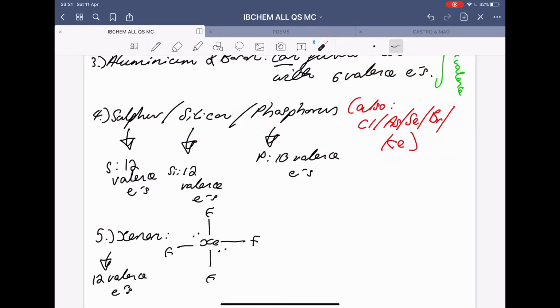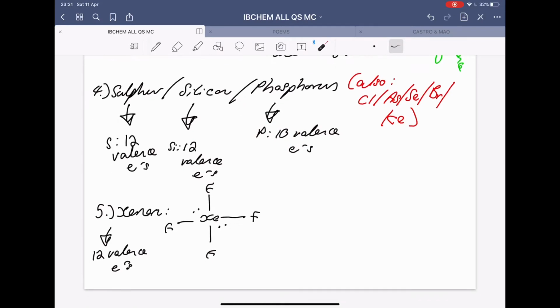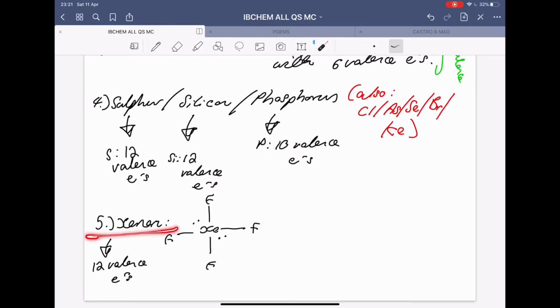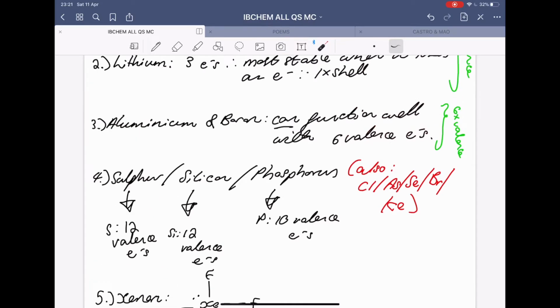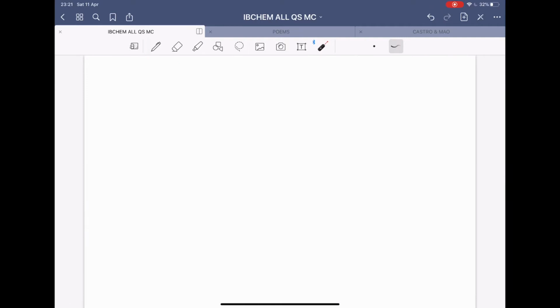Sulfur, silicon, and phosphorus, extremely common in IB questions. Sulfur can have up to 12 valence electrons, silicon 12, and phosphorus 10. Keep in mind the red ones as well. Xenon can have up to 12 valence electrons too. These are the most common examples we can see in IB questions. This is all extremely helpful in what we're going to go through next, which is molecular geometry.